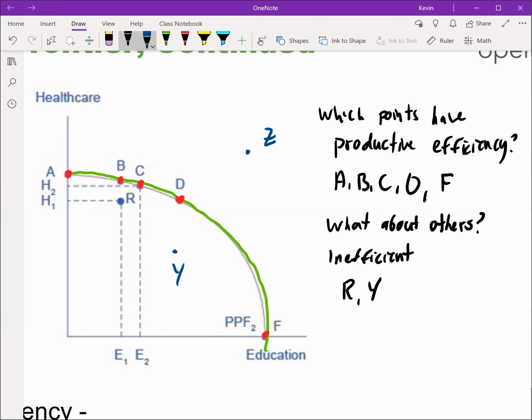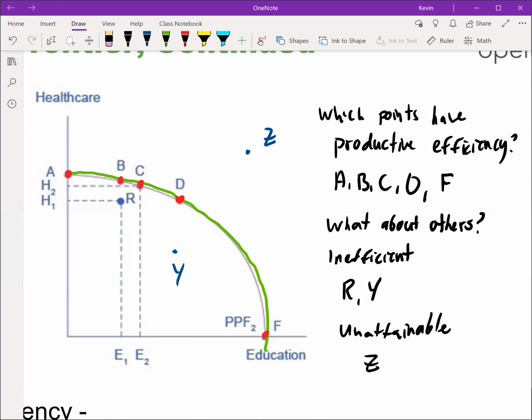And then the other type that we have is unattainable. And that would be up here at point Z. At this point, it's outside of the PPF. And that point is similar to our point we're saying we're going to produce 10,000 birdhouses an hour. Given the current technology, labor force, and everything going on, we just don't have the means to produce point Z.